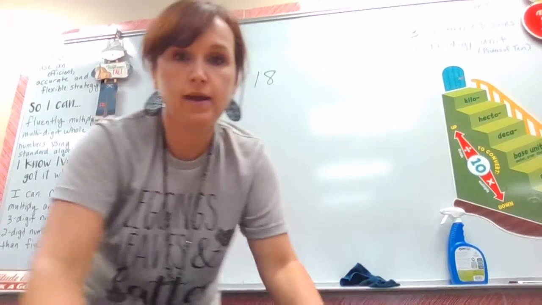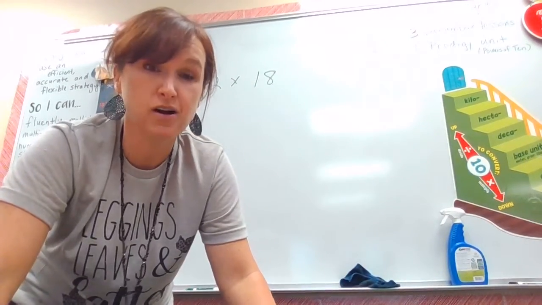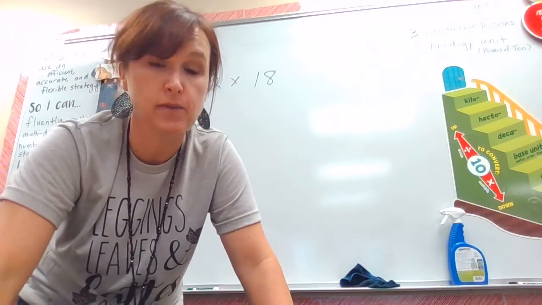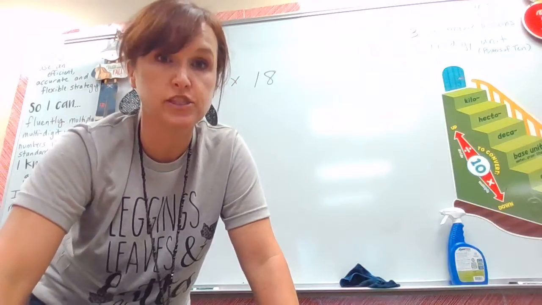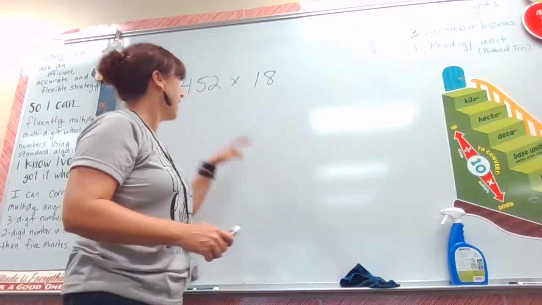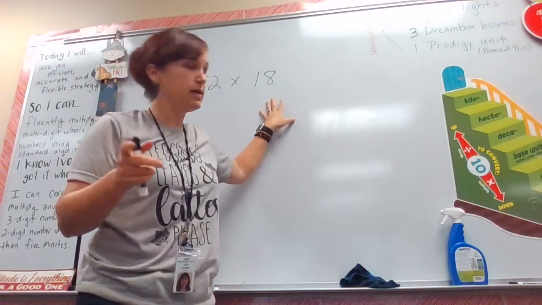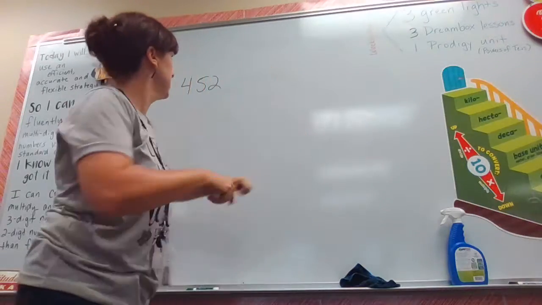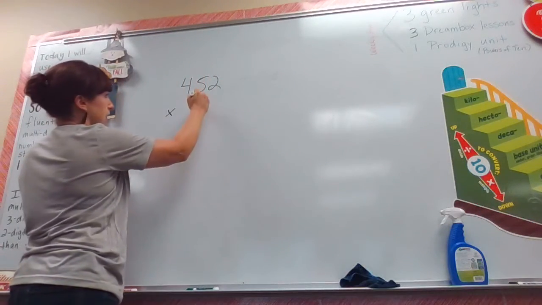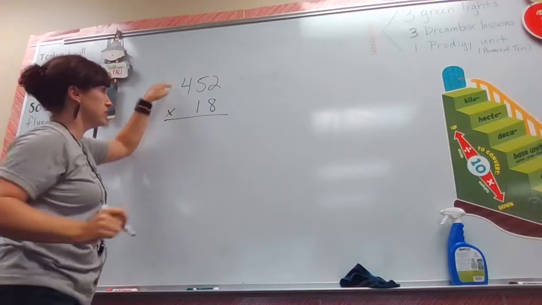So we are going to tackle basically the hardest type of problem that could be on the test on Monday, which is a 3-digit times a 2-digit. So if I had 452 times 18, first of all, I'm going to rewrite it. I want this 18 to line up with my place values on my first number.